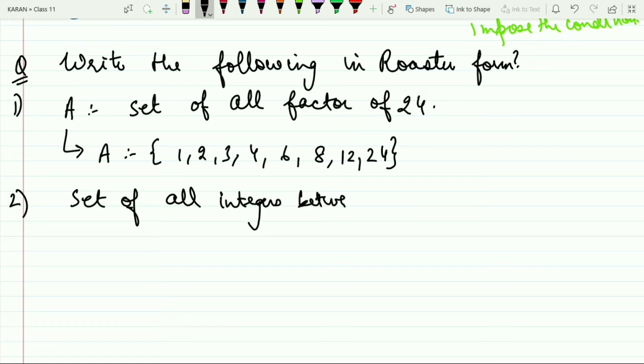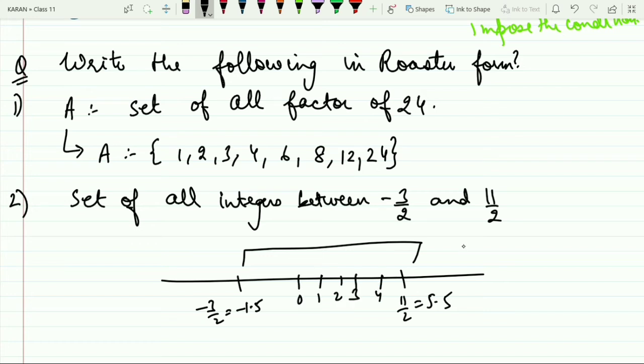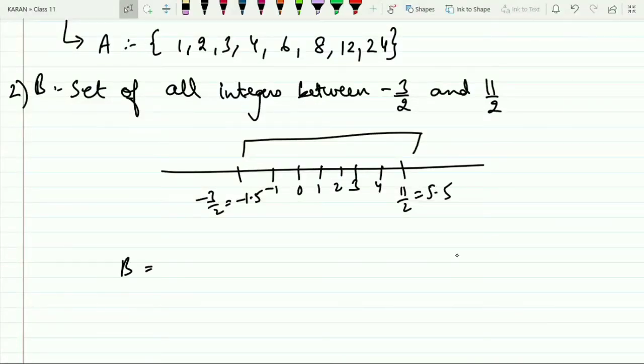Then if I say set of all integers between minus 3 by 2 and 11 by 2. What is minus 3 by 2 and what is 11 by 2? 11 by 2 means 5.5, right? And minus 3 by 2 is minus 1.5. So what are the integers lying in this interval? Here will be 4, 3, 2, 1, 0, and minus 1. So what are the integers lying between minus 3 by 2 and 11 by 2? If I denote this by capital B, what will be the answer? That will be -1, 0, 1, 2, 3, 4, and 5.